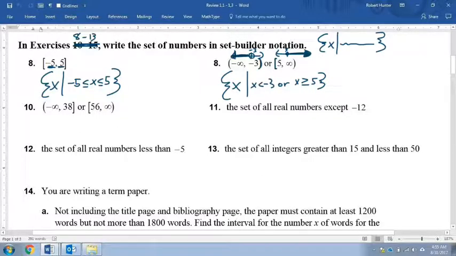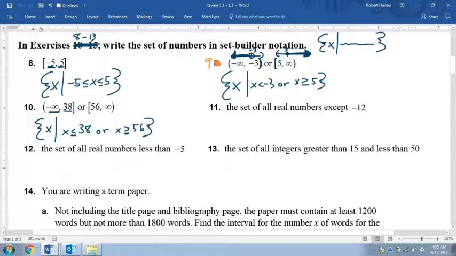Number 10. This is just like number 8. Or just, wow, I got two 8s up there. Really just like number 9. Oh well, you'll survive. I'm going from negative infinity to 38, so x is less than 38. But it's got the bracket, so it gets that. Or x is greater than 56, and it gets that because of the bracket.